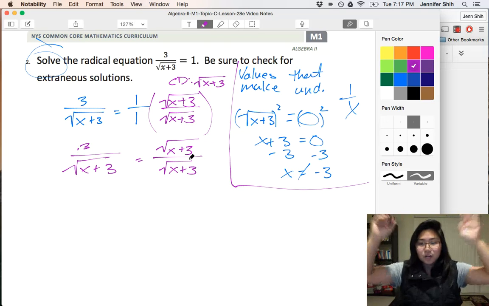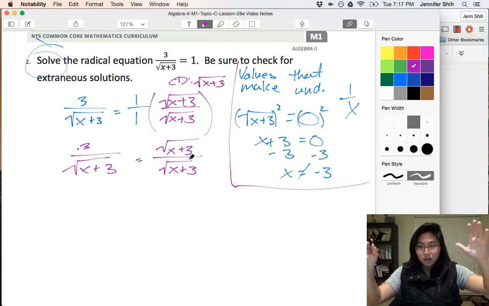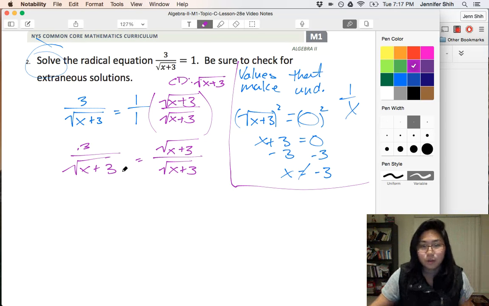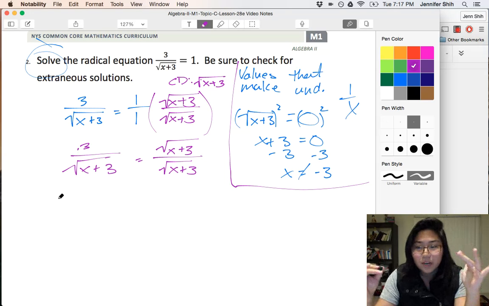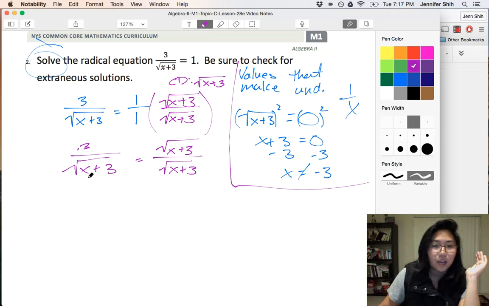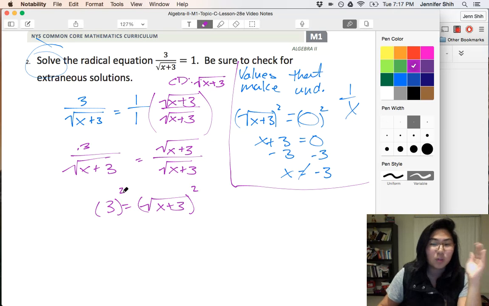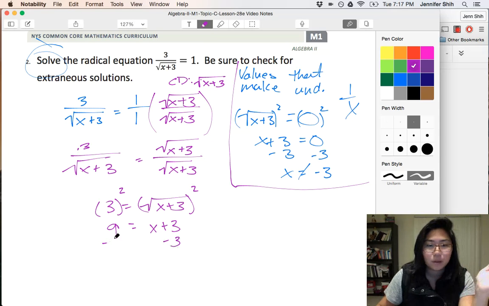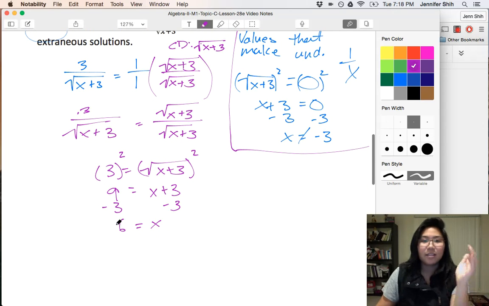The denominators are the same. When the denominators are the same, we can solve the numerators. Jot that down. Okay, denominators are the same, so we can solve the numerators. We're going to do the same thing where we square both sides, which means I'm going to take each side of the equation and square it. 9 is equal to x plus 3. So I end up getting x is equal to 6.